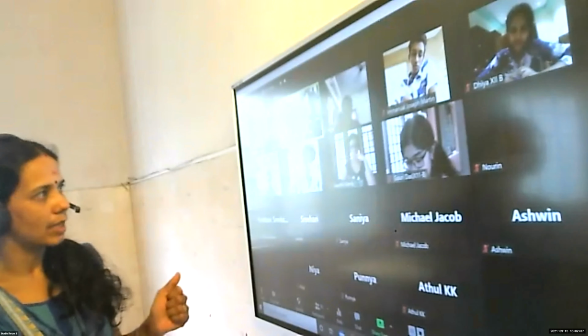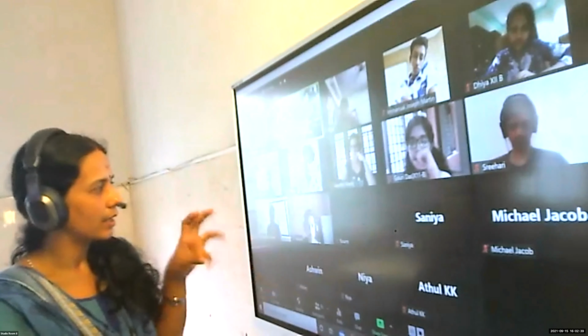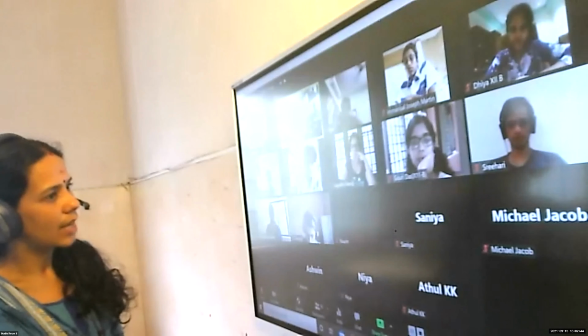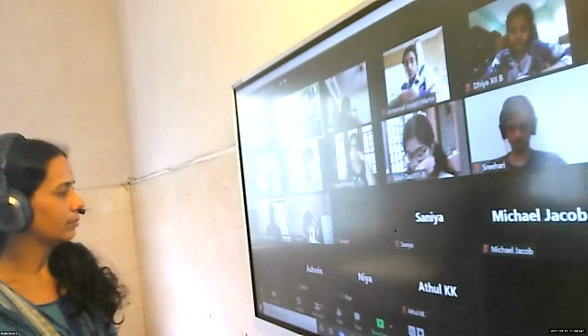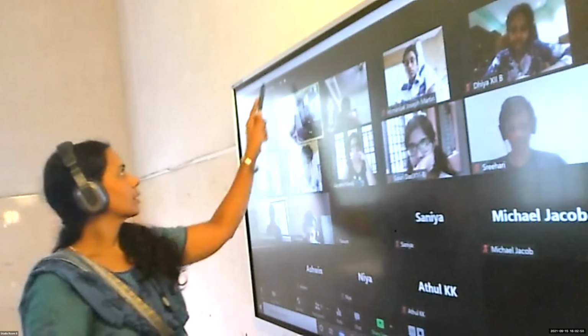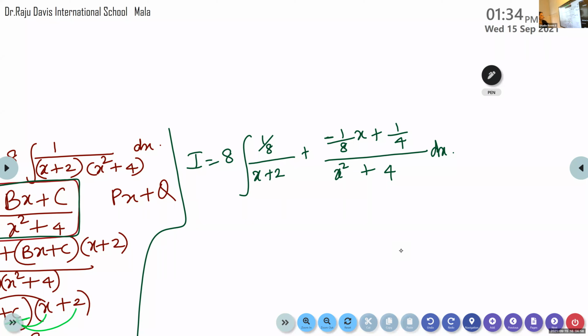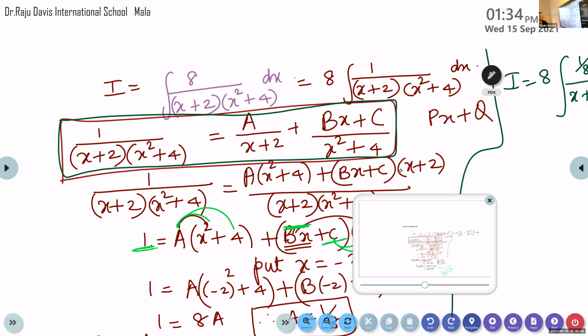Up to this step, is it okay? After finding a, b, and c, instead of the function inside the integral, we split it and write like this. Is it okay? Sanya, Naureen, Gayatri, listen. I think in the last class you were not there. In order to find a, b, c, we should try to make the other terms 0. Here we have x plus 2. So if I put x as minus 2, this term as a whole will become 0. That is why we substituted x is equal to minus 2.